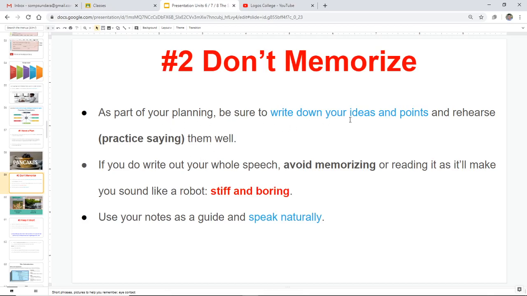All right, so it says, just write down your ideas and points. So you want to use short phrases. Maybe pictures will help you remember these words, your ideas that you want to tell the audience. All right, and you want to practice. You want to practice a lot.